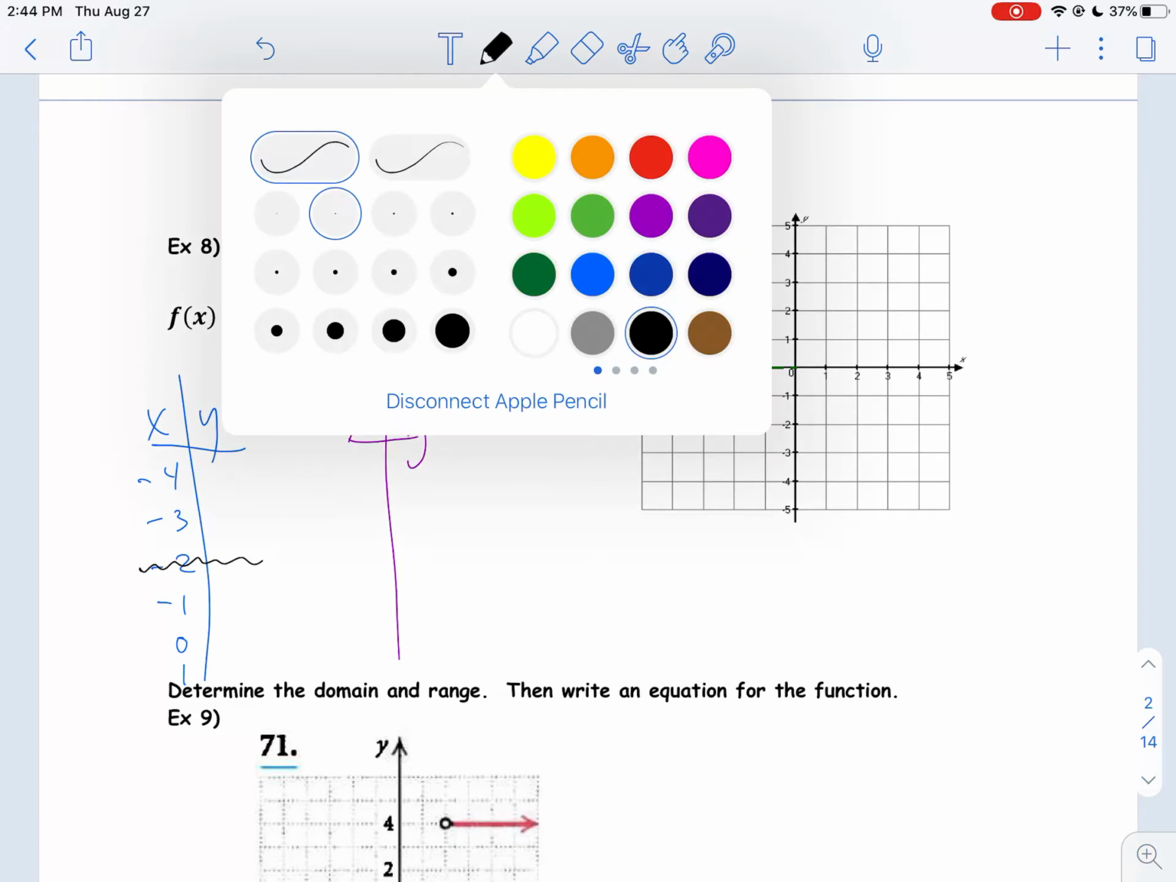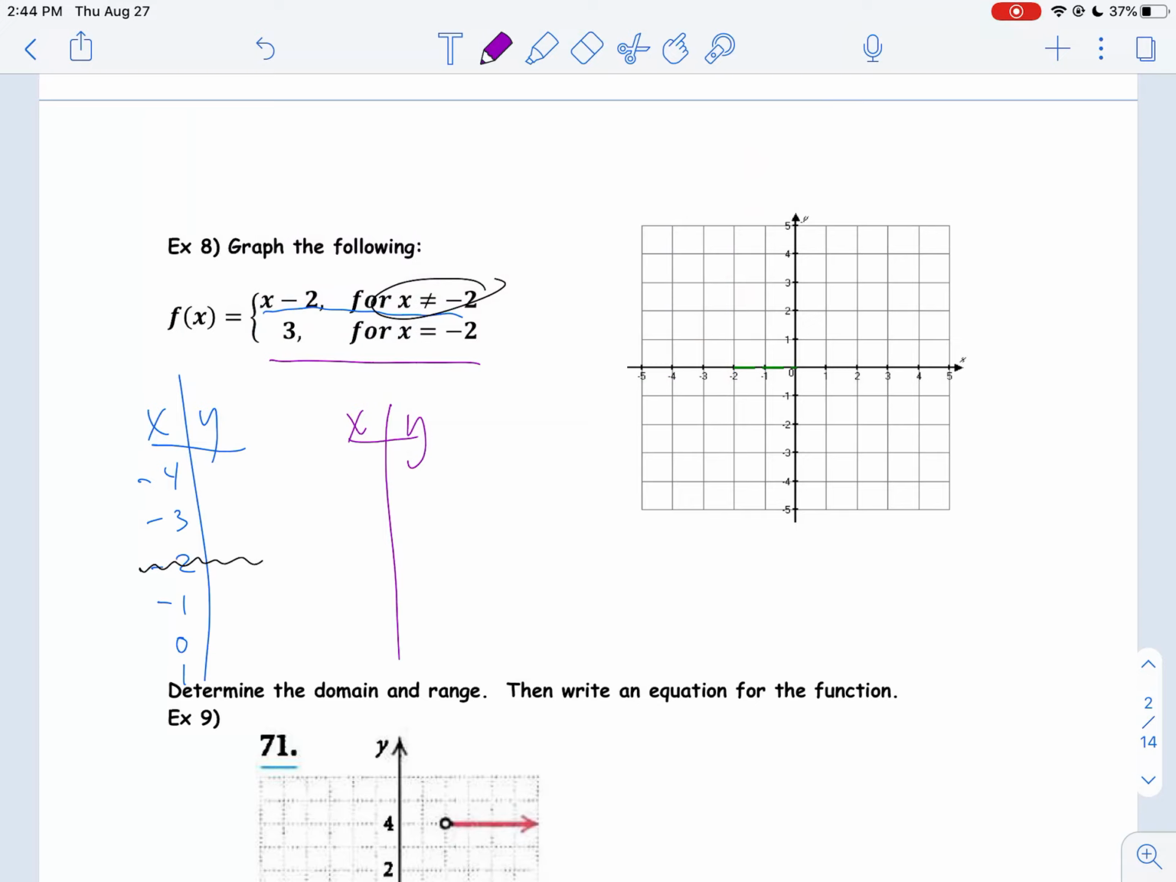Now, the purple, this is kind of interesting. There's only one point. It's only at negative 2. I'm not going to worry about anything else. I'm just going to put negative 2 in. Alright, so when x is negative 2, let's do this purple side first. The y value is just 3. So there's a point at negative 2, 3.